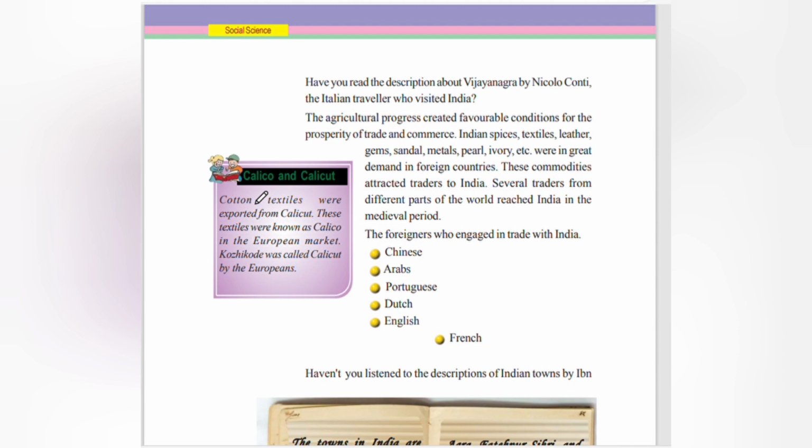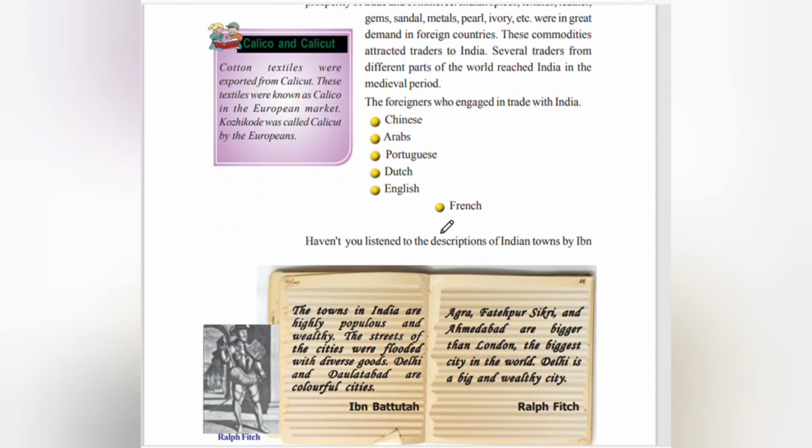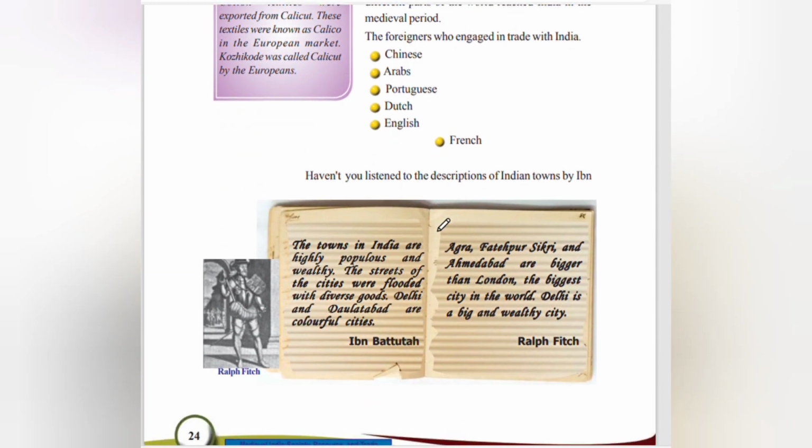Calico and Calicut. Cotton textiles were exported from Calicut. This textile was known as calico in the European market. Kozhikode was called Calicut by the Europeans. Haven't you listened to the descriptions of Indian towns by Ibn Battuta? The towns in India are highly populous and wealthy. The streets of the cities were flooded with diverse goods.